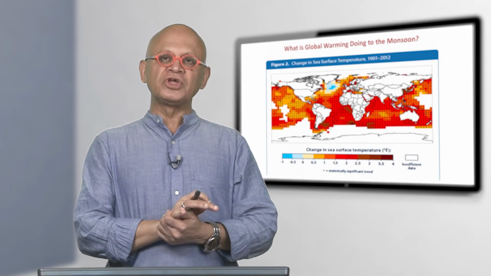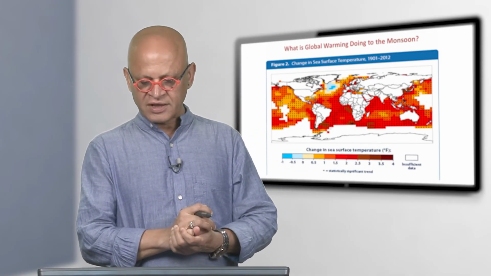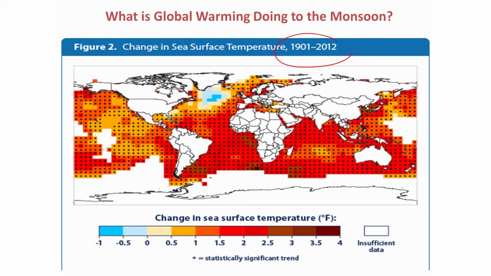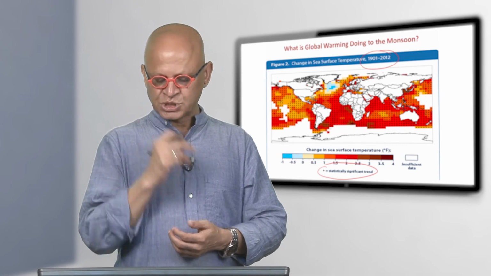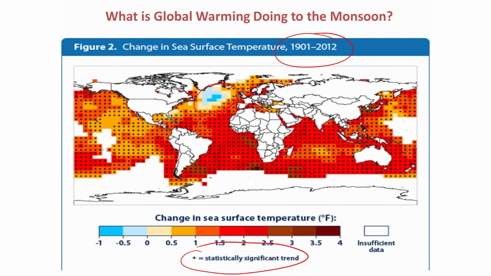So what is global warming doing to the monsoon? Just to go back a little bit, the warming over 1901 to 2012 we said looks like this, where there are statistically significant changes in temperature. So the plus signs mean that we are confident about the temperature change. And here is our favorite region again, deep water formation, which either the meridional overturning circulation changed or something else happened, maybe cooling because of the aerosols from coal burning and so on. Either way, we have mentioned this before, that there seems to be a warming hole here.